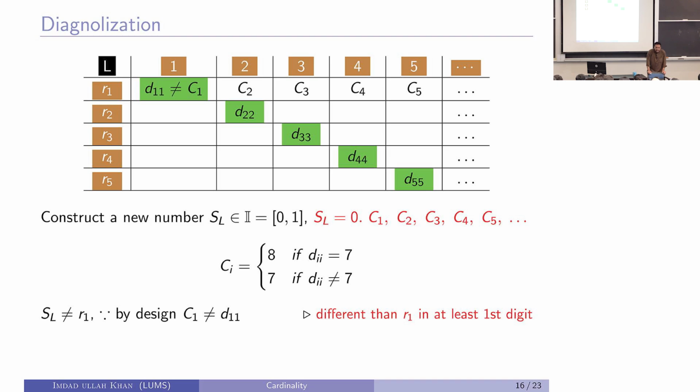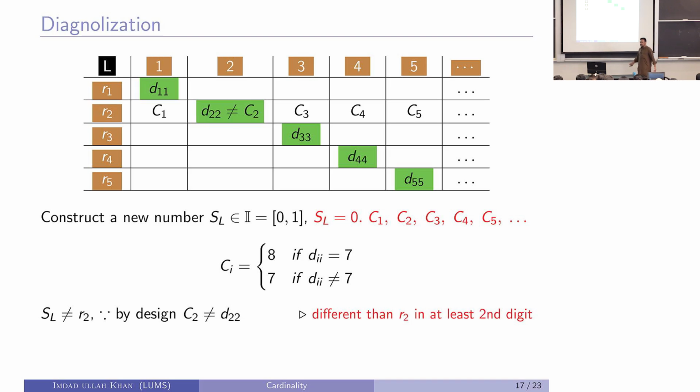So, SL cannot be equal to R1. Why? Because D11 is not equal to C1. The first digit of SL is not the same as the first digit of R1. Okay. Can SL be equal to R2? It cannot be equal to R2, because the second digit of SL is not equal to the second digit of R2 by construction. Again, the second digit of R2 will be either 7 or not 7. If it is not 7, then C2 is 7. If D22 is 7, then C2 is 8. It's different, right? It was purposefully designed to differ from every number.